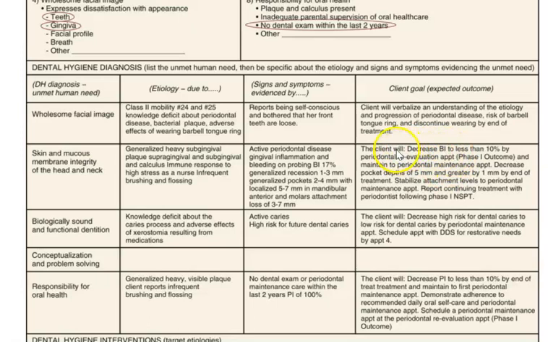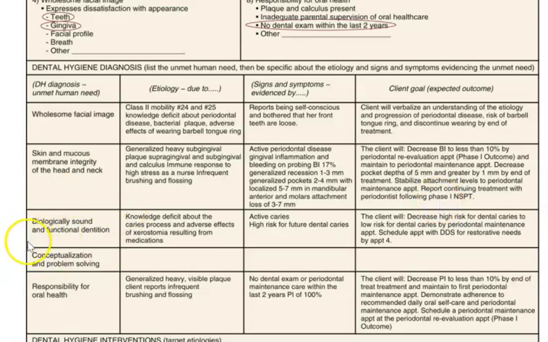So if you look at the first goal, there are multiple goals here. The first goal says the client will, so subject, decrease, verb, the bleeding index to less than 10%. So this is the criteria for measurement. By when? The time is by the periodontal re-eval appointment. So by the 4 to 6 week re-eval appointment, their bleeding index should have been decreased to less than 10%. So that's one goal. And all 4 criteria were put in: the subject, the verb, the criteria of measurement, which is less than 10%, and the time dimension. By when? By re-eval appointment. And you can see for all the other goals, all 4 components are listed.